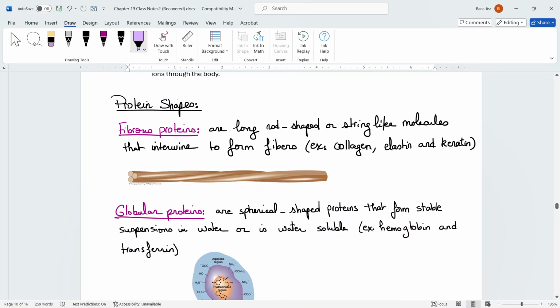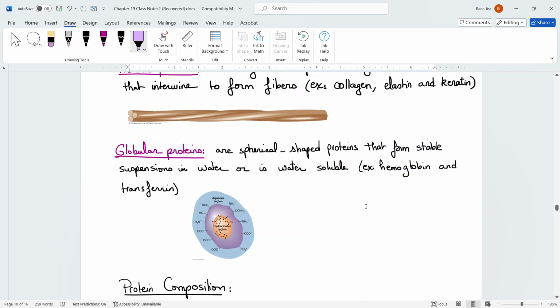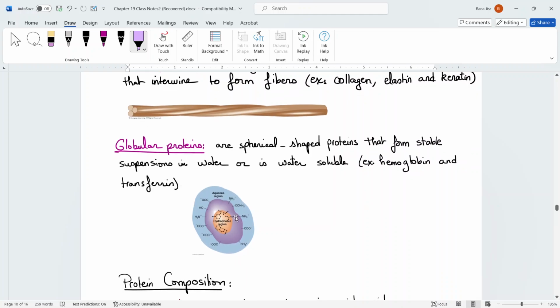For the shapes of proteins, we have two different shapes. We have fibrous proteins, meaning that the protein will look like a long rod shape or a string-like molecule. These intertwine to form fibers. Examples of fibrous proteins are collagens, elastins, and keratin. And then we have globular proteins. These are spherical-shaped proteins. They form stable suspensions in water, and they are water soluble. Examples are hemoglobin and transferrin.